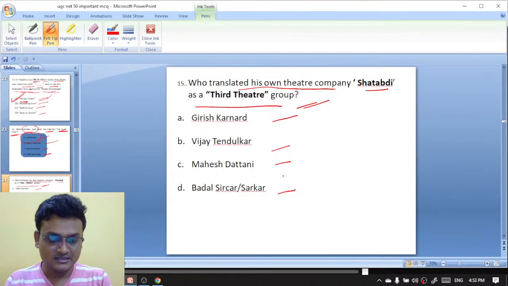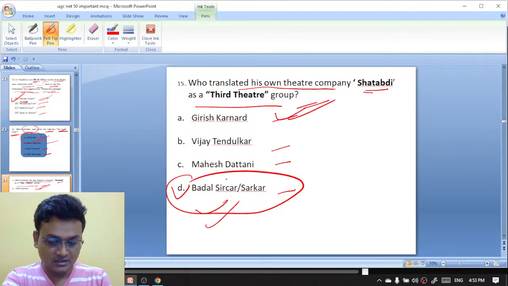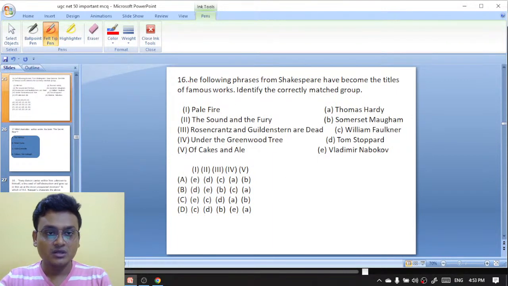So it is actually Badal Sarkar. Badal Sarkar translated his own theatre company Shatabdi into the third theatre group. D is the right answer. Now moving on to question number 16.